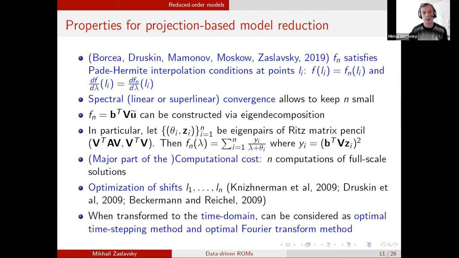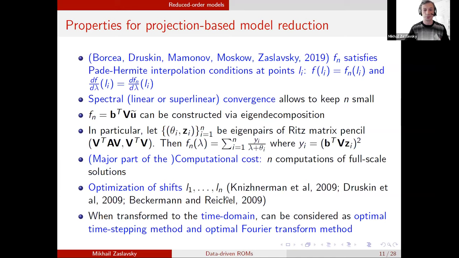So if we are targeted to the entire frequency range, lambda from zero to infinity, or alternatively, if we are targeted to the solution of a time domain problem for all times, this choice of shifts is actually real. So those parameters are real.